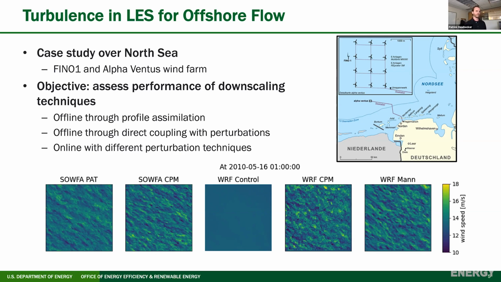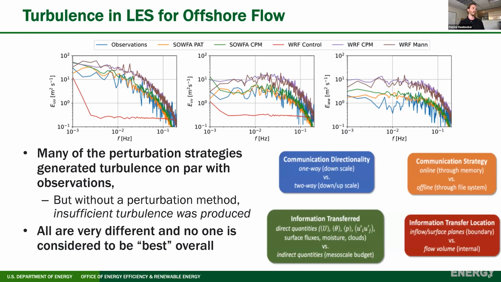And so we can see that there are different turbulent properties for each of these cases. A way to quantify that is by looking at spectra. So these are the three components of wind speed, the spectra of each of those. And maybe first focus on this red line, which is the WRF control experiment. So this is without any perturbation method.